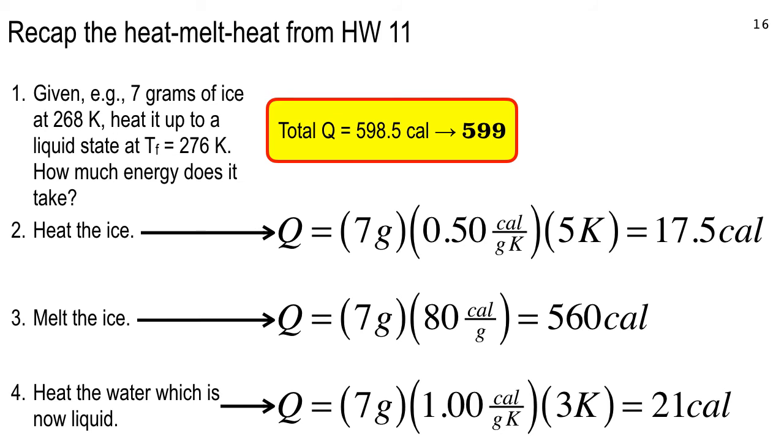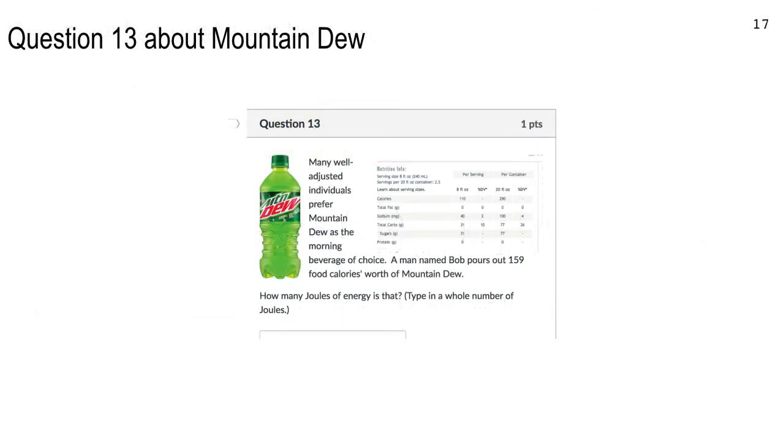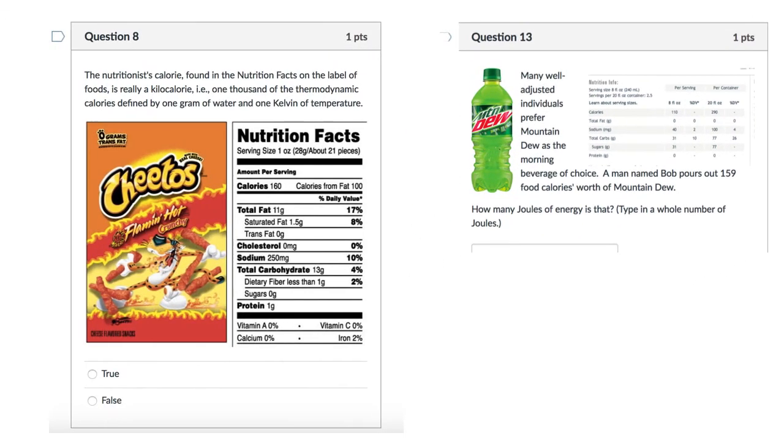Now I want a question over here. Good. All right. I want to mention question 13, which apparently gave some students a little bit of a headache. And that is because you were not thinking and reading carefully, because number 8 gave you the strategy for solving question 13. Question 13 is basically asking how many joules of energy in a certain number of food calories.